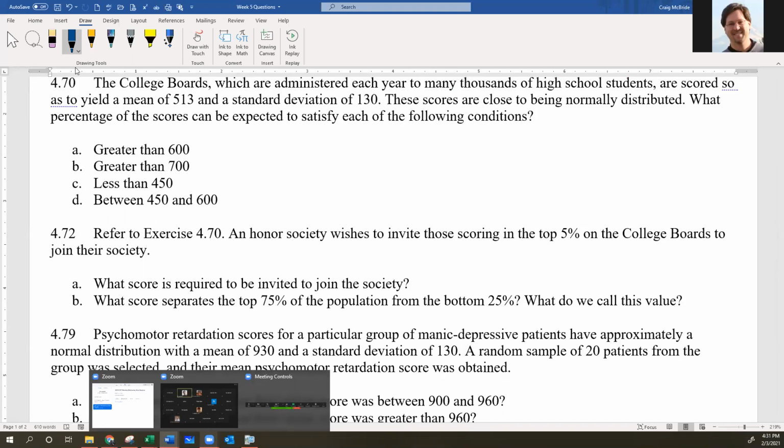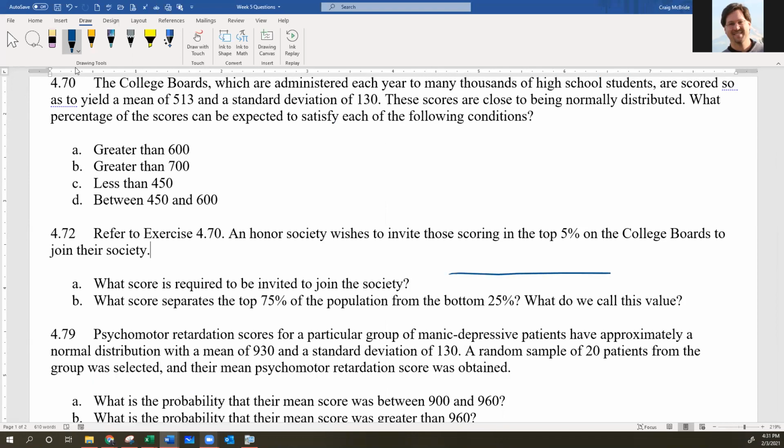So with these types of questions, you want to draw a picture, right? Always draw a picture, kids. It really helps. Because if you can draw a picture, you can visualize what is going on. An honor society wishes to invite those scoring in the top 5% on the college boards to join their society. What score is required to be invited, right? So we need to know a score. Well, that means we need to know what X is that has 5% above it, right? Top 5%, which means, of course, 95% below it.